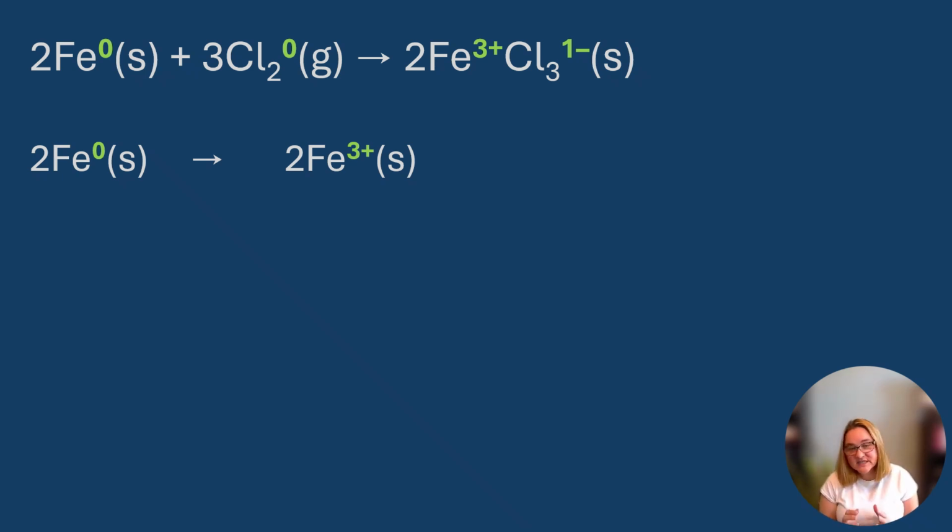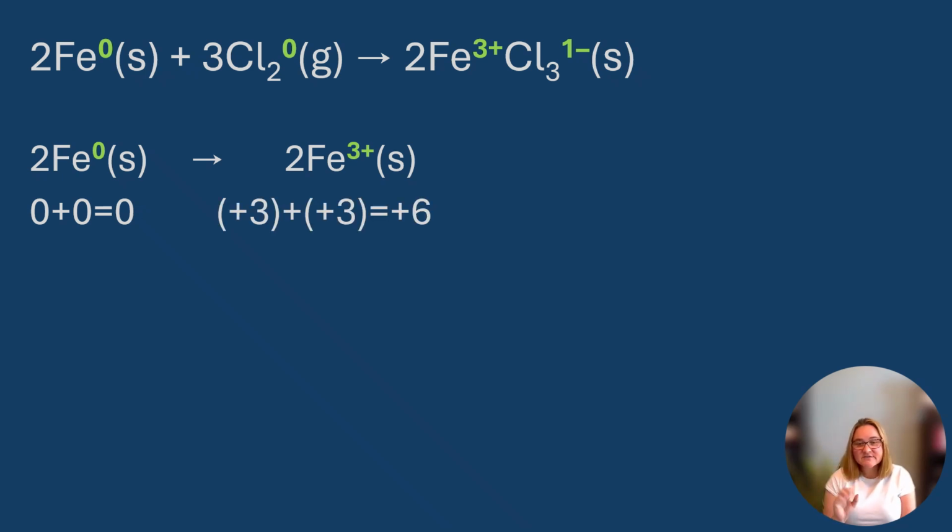I say finished even though the atoms are balanced because the charge is not. I have 2 moles of iron metal on the reactant side and both moles are neutral. So the sum of the charge for the reactant side is 0. On the product side, I have 2 iron cations and they each have a 3+ charge. And this gives me a total of 6 pluses on the product side.